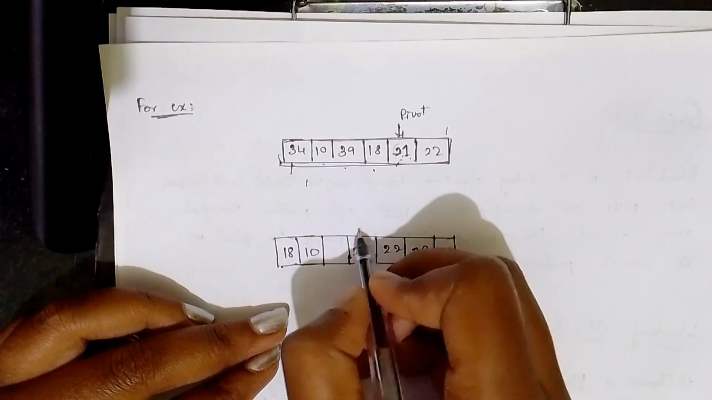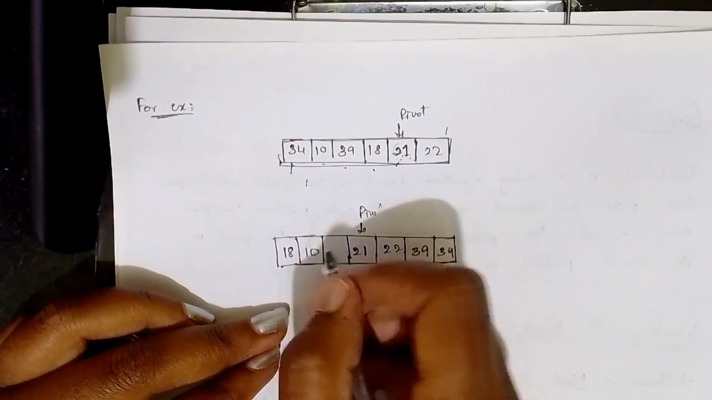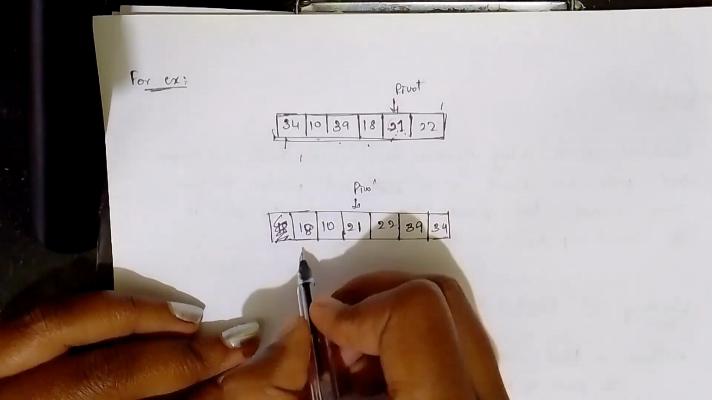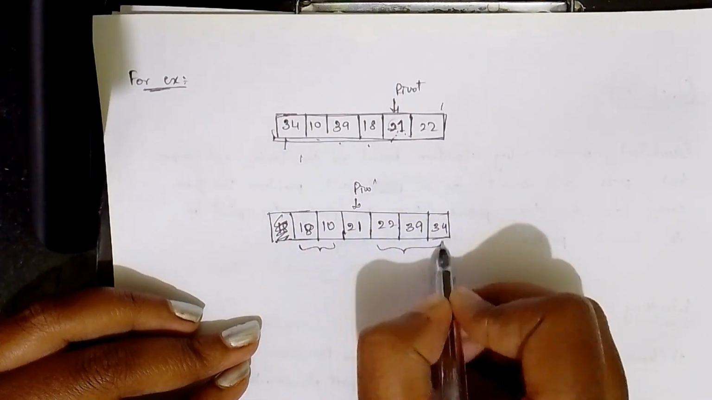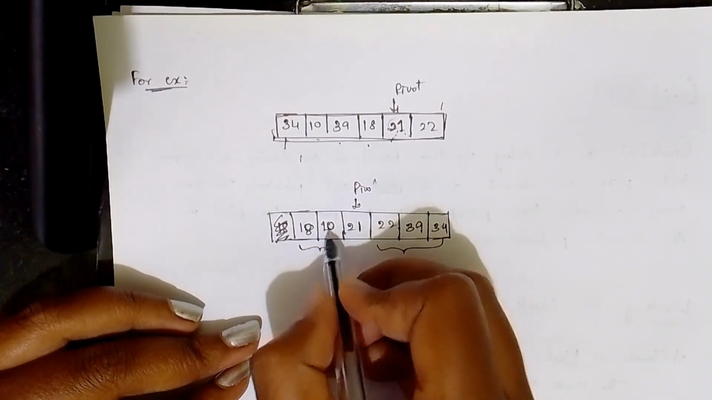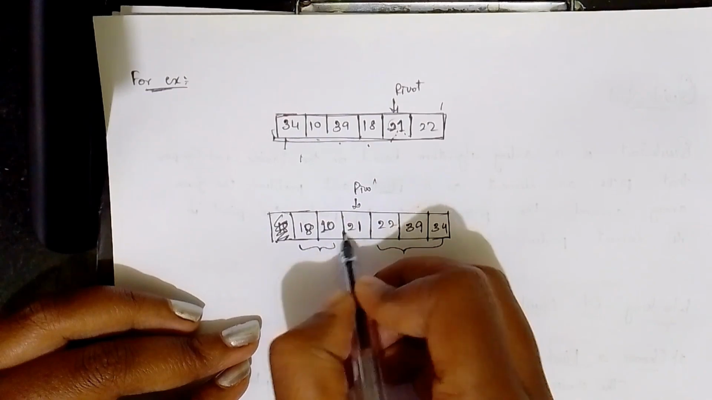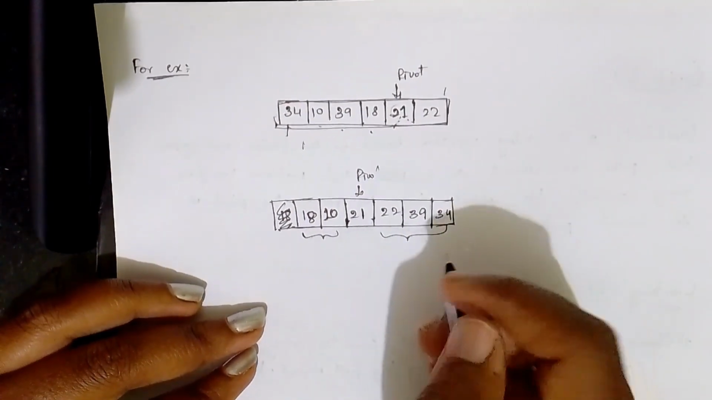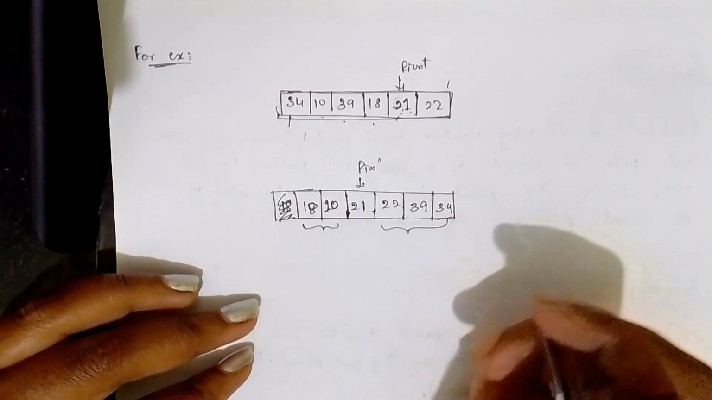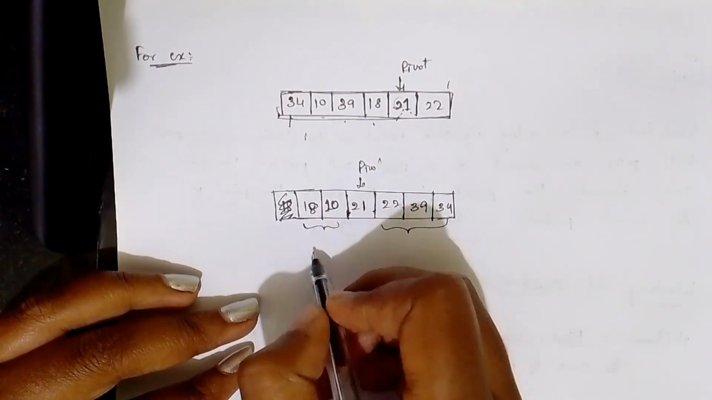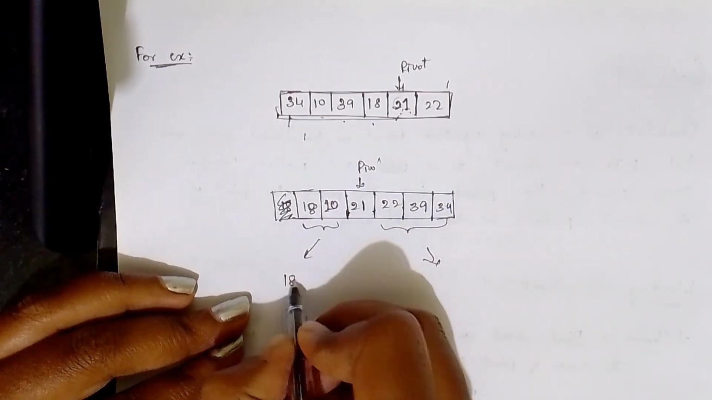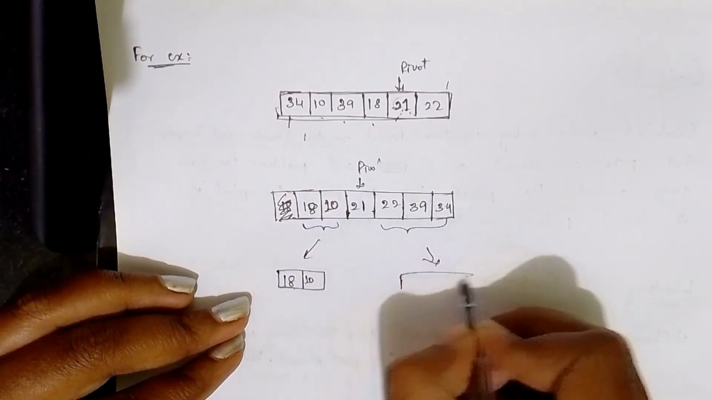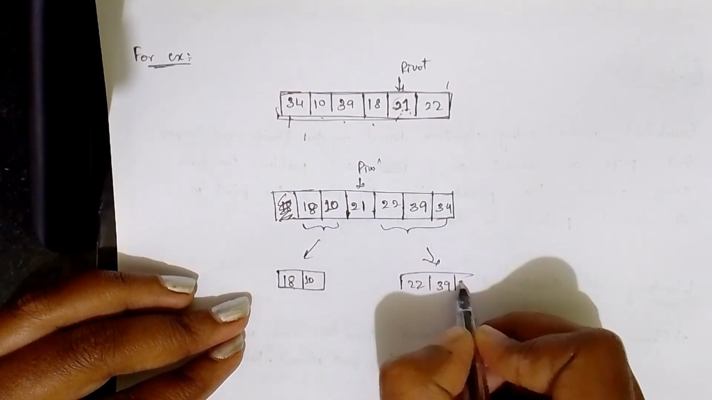This is our pivot element. The order may change, it may be in any order, it doesn't matter. We have to sort these subarrays again recursively until we get a sorted array. Again we have to take these two subarrays, 18 and 10, and 22, 39, 34.